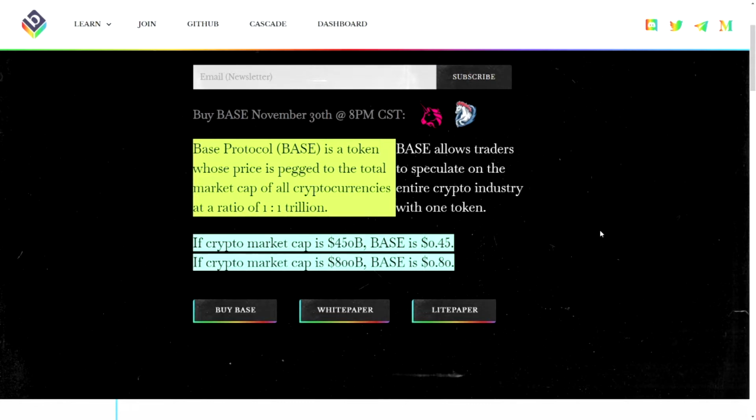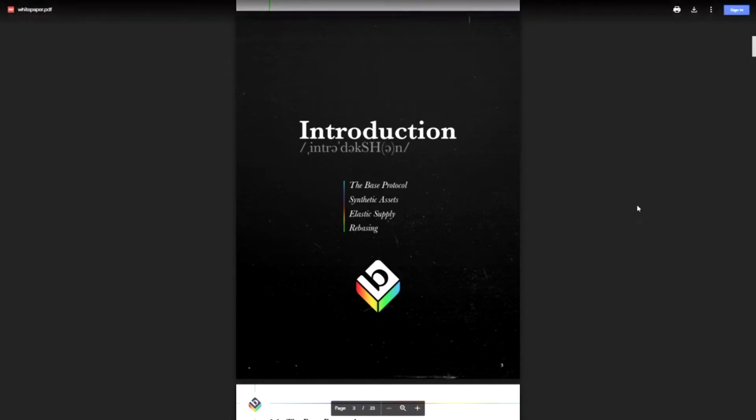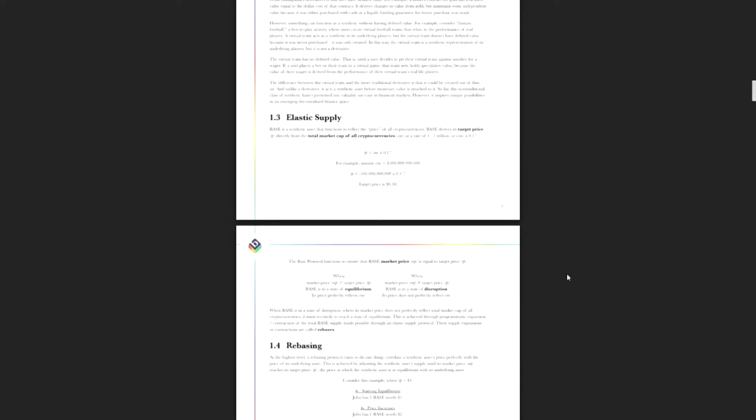Now, of course, what is more interesting is to see how this whole thing works, and that's why we have the white paper. And if you don't like reading, just take a look at the light paper. That is the minimum you should do if you're considering investing into this project. Of course, we are putting our big boy pants on and we are taking a look at the entire white paper. So the first interesting part is the elastic supply.